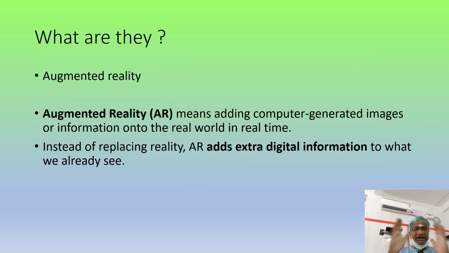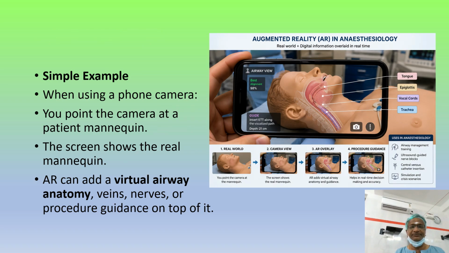What is this augmented reality? It means adding a computer generated image or information into the real world in real time. You are seeing something really and you are adding some computer images instead of replacing reality. The reality is not replaced, it is there, but it adds some digital information. This is what is called augmented reality.